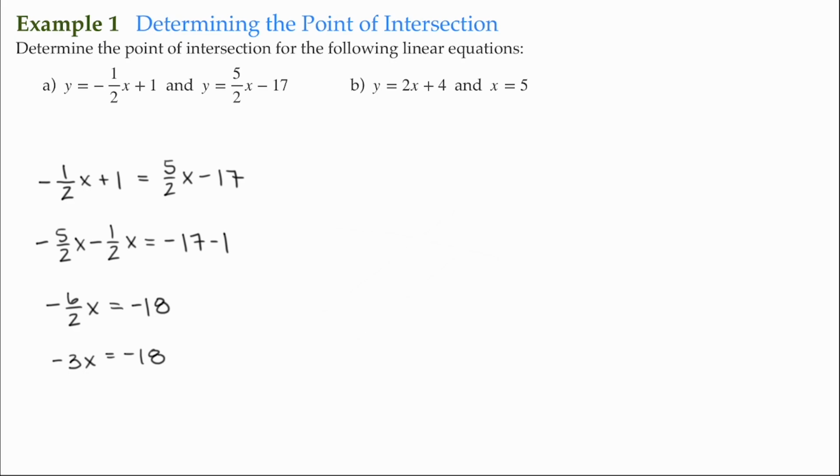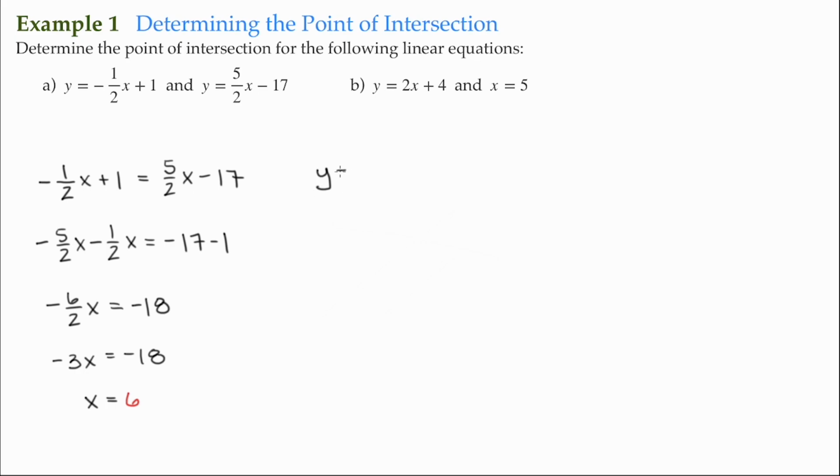Then we could divide either side by negative 3. Therefore, x is equal to 6. So the x coordinate will be at 6. So then we could take this coordinate 6 and we could slug it into either one of these linear equations. It doesn't matter which one, you just choose one and then solve for y. So how about if we just choose this one?